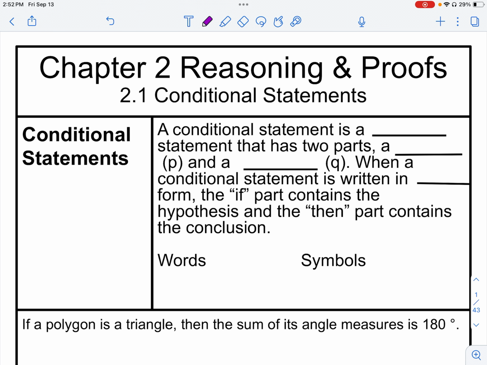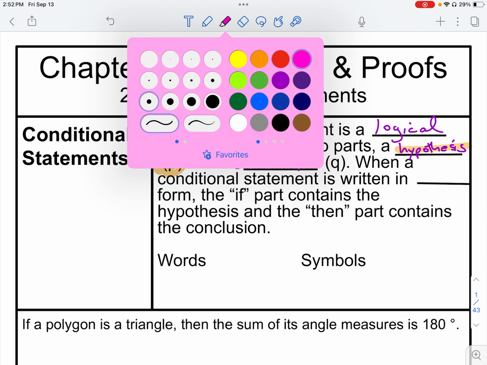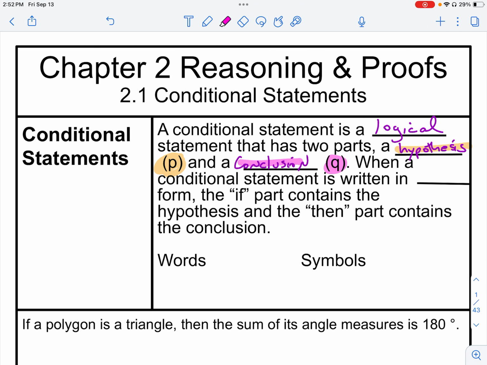All right, Chapter 2, Reasoning Improves. Let's start off with conditional statements. A conditional statement is a logical statement that has two parts. It has a hypothesis that we're going to call P and a conclusion that we're going to call Q.